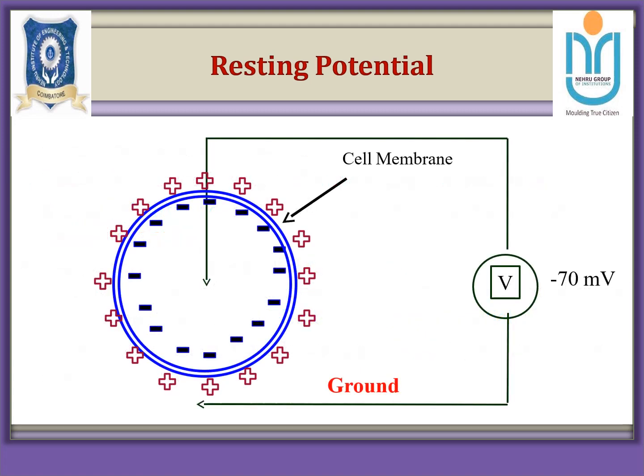Just a schematic representation of a cell in its resting state. When a cell is in the resting state, you can find more negative ions inside the cell and fewer negative ions outside the cell, or more sodium ions outside the cell and fewer sodium ions inside the cell. So when the cell is in resting state, it is polarized and more negative ions are present. If you measure the potential difference using a voltmeter, it will read minus 70 millivolts as its average value. So it is the resting potential of a cell in a polarized state.